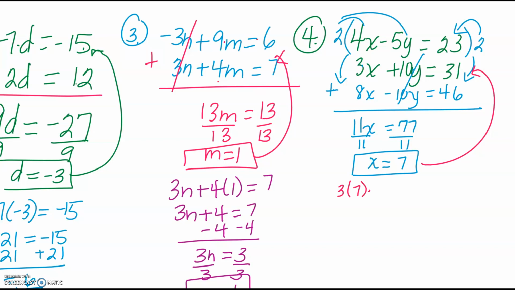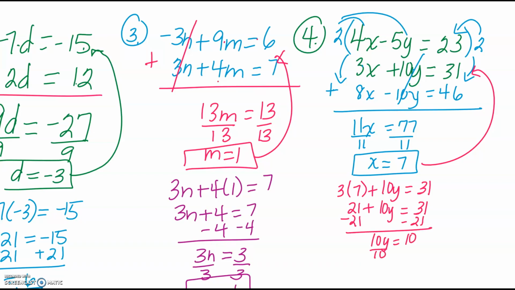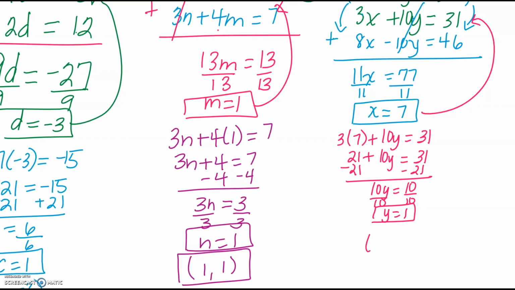So this becomes 3 times 7 plus 10y equals 31, or 21 plus 10y equals 31. I'm going to subtract 21. 10y equals 10, so y equals 1. Now I have my x and I have my y. So it's 7, 1. And you can always test that by plugging them in.